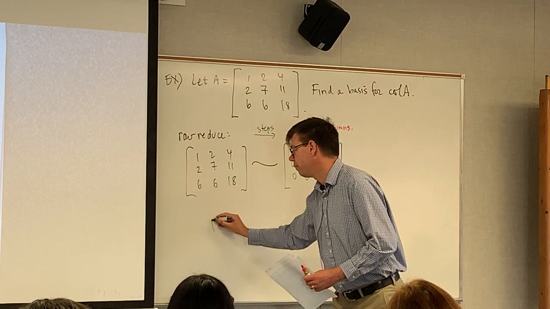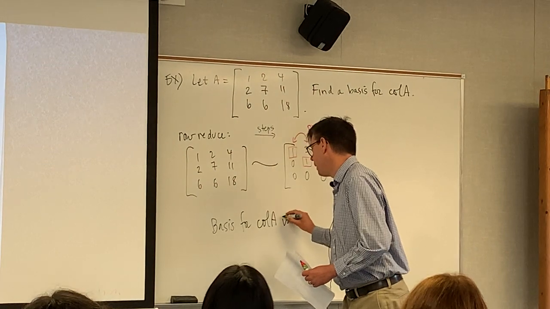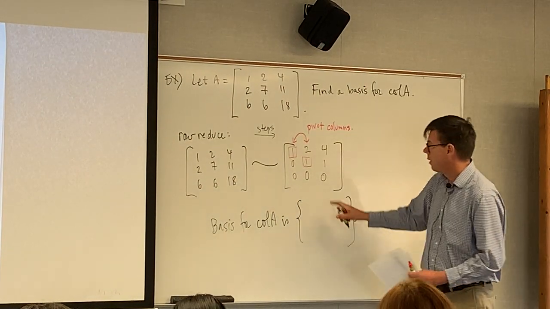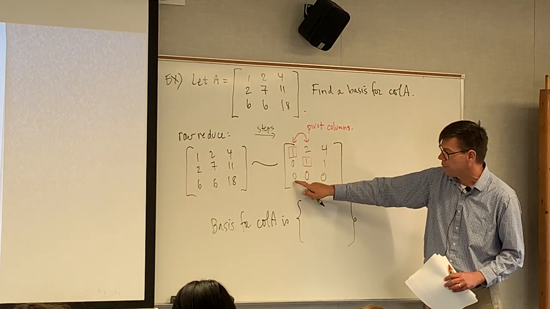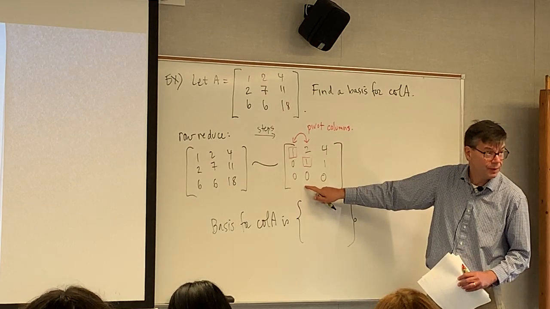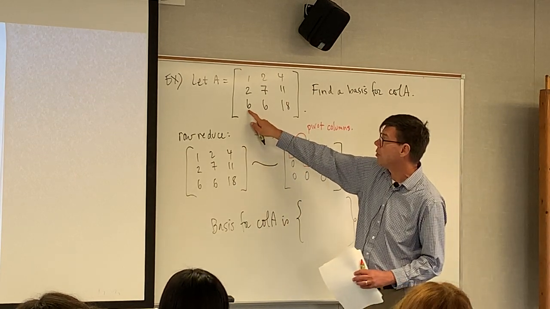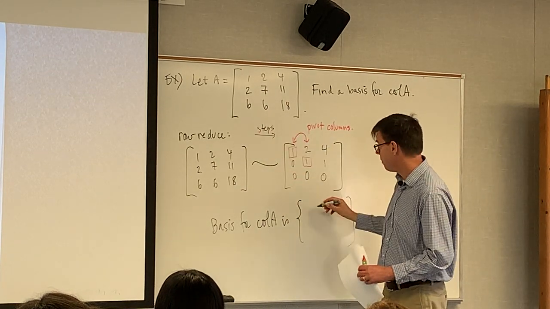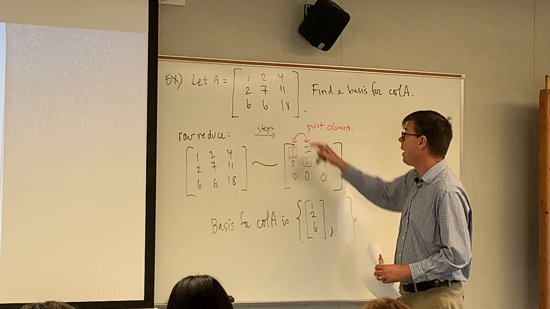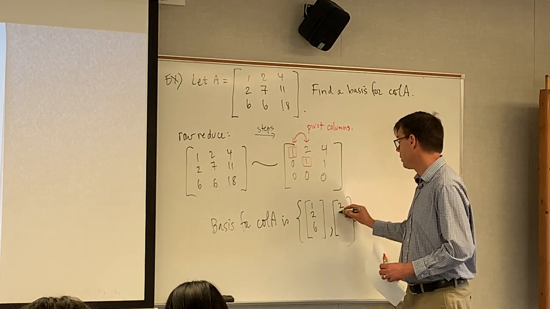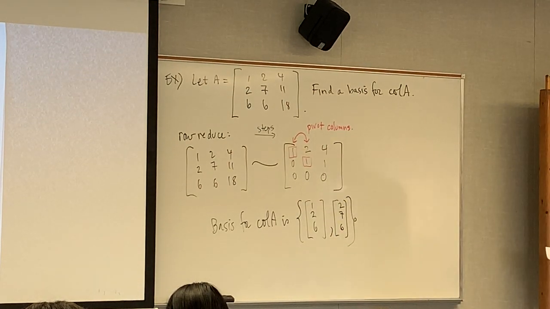So what's my basis for the column space of A? Here's just the moral of the story. For the row reduced form, the pivot columns form a basis for its column space. But if we want a basis for A, we're going to go back to the corresponding columns in the A matrix. So I'm just going to take the first one, 1, 2, 6, and the second one, 2, 7, 6, but not the third, right? And that's my answer.